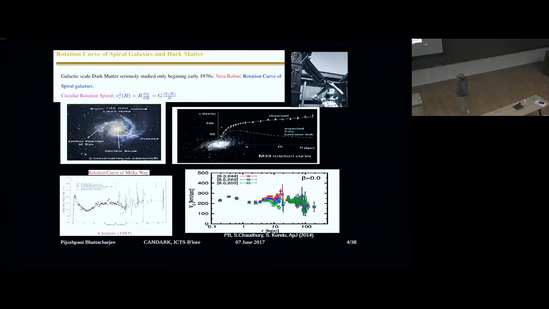She systematically measured the so-called rotation curves of spiral galaxies. The rotation speeds are a function of galactocentric distance. This is a very important thing because it is directly related to the mass contained within radius R. If you measure this at an R, you get an estimate of the mass contained within that, and that's how we can measure the mass also.